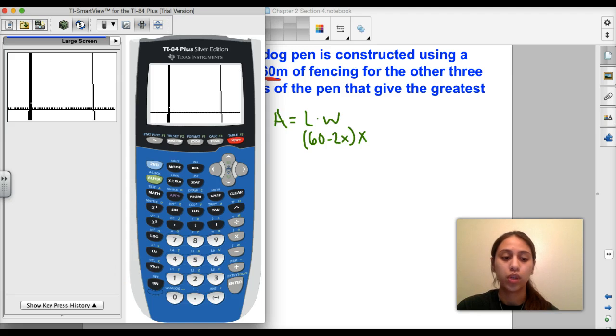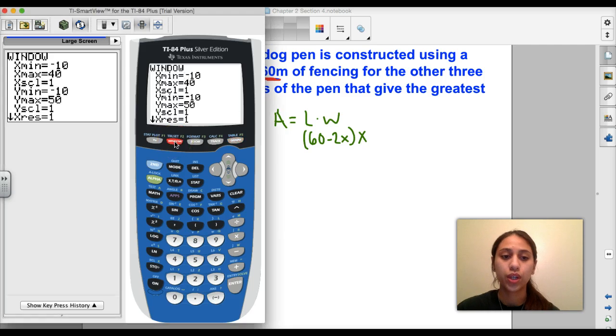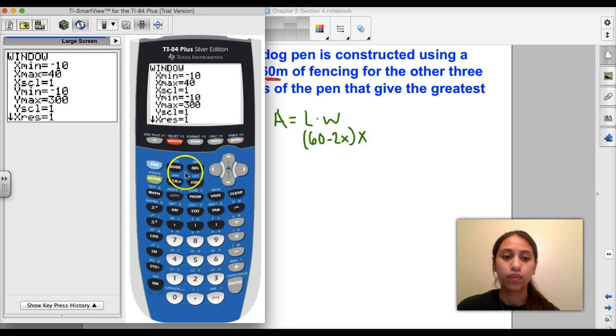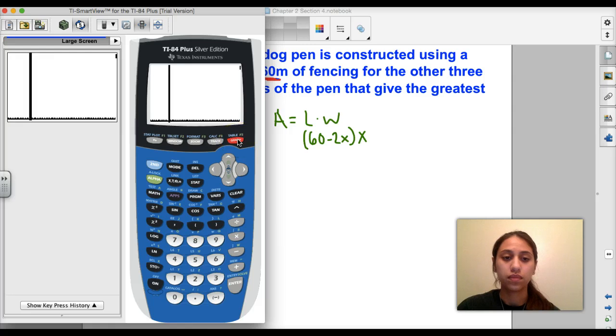Still not getting too much. So let's try to increase that much more. How about 300? Almost there, a little higher, so let's try 450. Barely there, but we should be able to work with that.